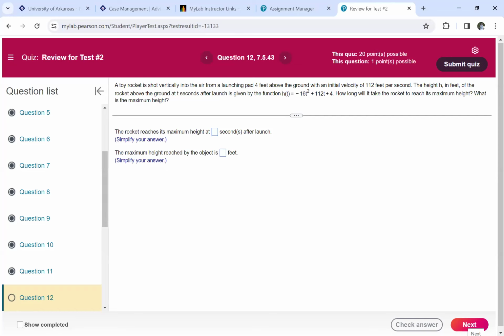Oh, y'all, this is basically another vertex problem. And all you need to worry about is that formula they're giving you. H of t. This is the height of the rocket, and t is time, which is your x variable basically, equals -16t squared plus 112t plus 4. Now it wants to know how long it'll take to reach its maximum height and what is the maximum height. So let me share my page.